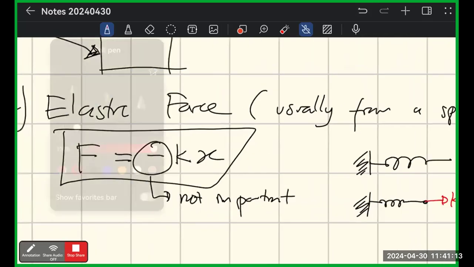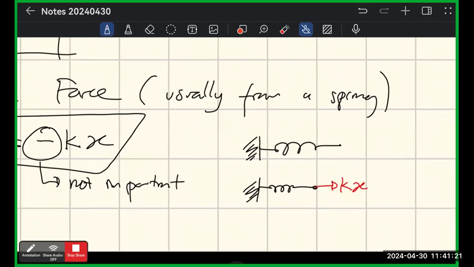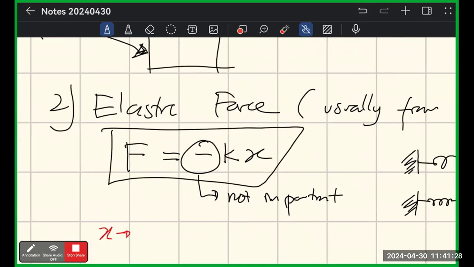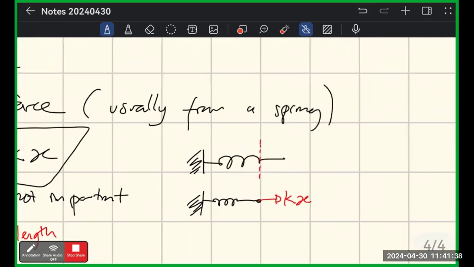It's supposed to be k delta x, but obviously it's okay. X is also okay. So x is the displacement. The x here is the change in spring length. So this is the x here.